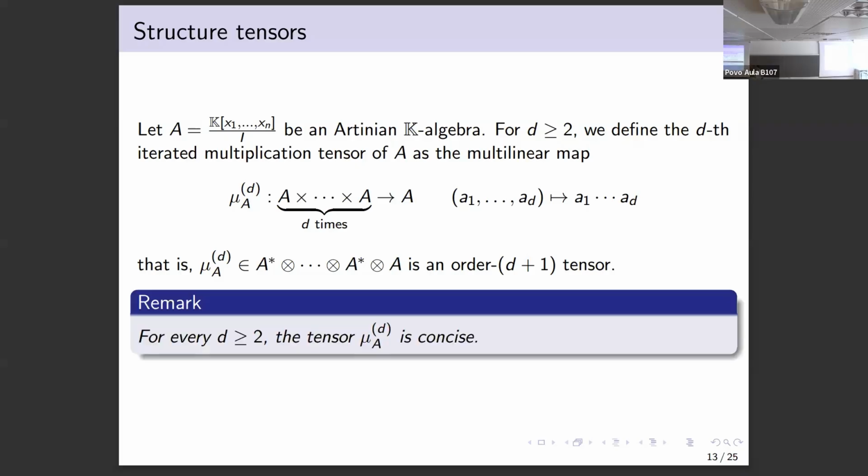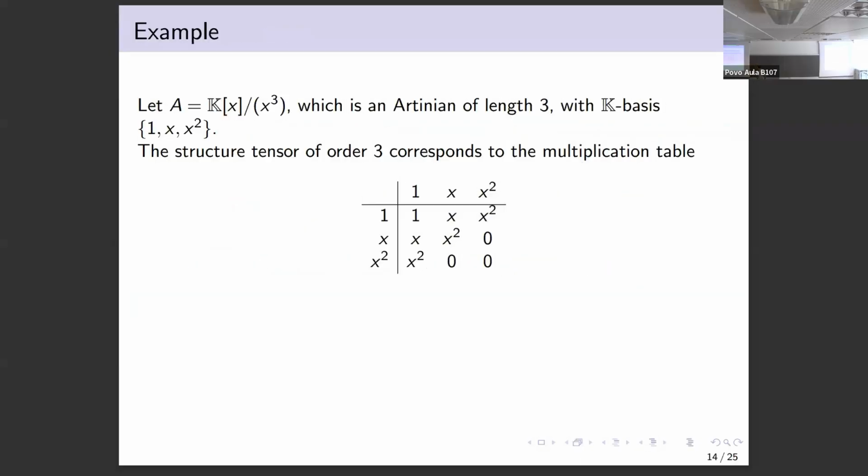An important remark is that this tensor is always concise, because intuitively every element of the algebra plays a role in the multiplicative structure, at least by multiplying itself by 1. So the tensor, which should contain all the information of how the elements of the algebra multiply with each other, should have every element appearing in it, so this tensor is concise. Let's see an example of this.